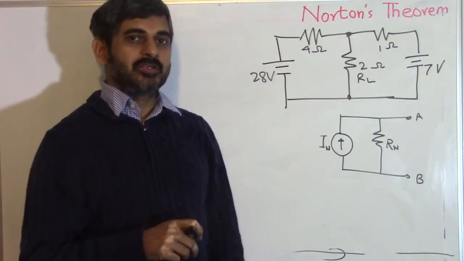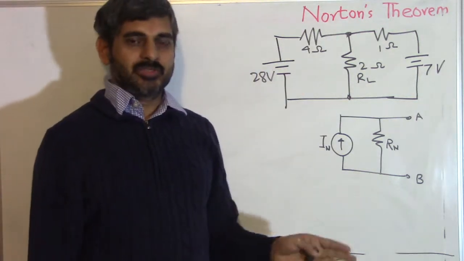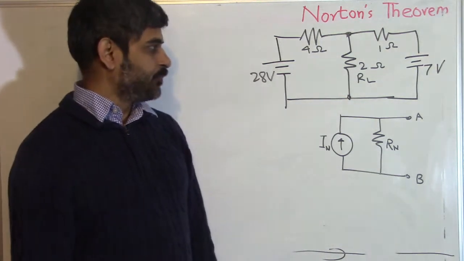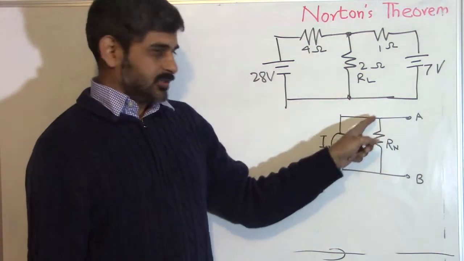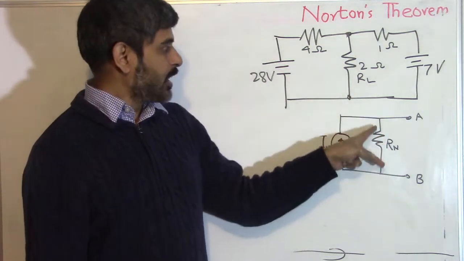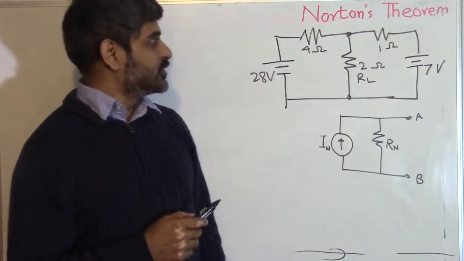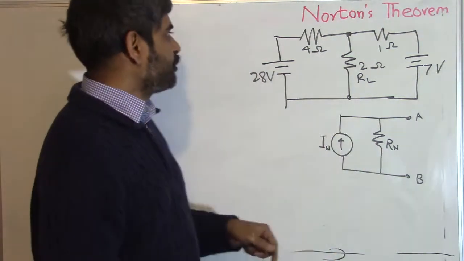If you have not checked my previous lecture on Thevenin's theorem, I suggest you go back and check that as well. Norton says that this Norton resistance RN is the same as the Thevenin resistance. How do we find this resistance RN?